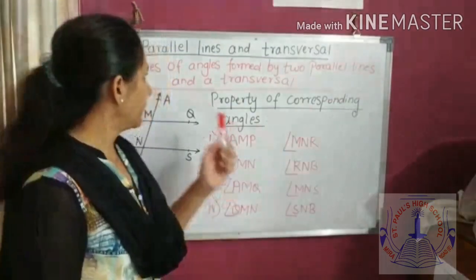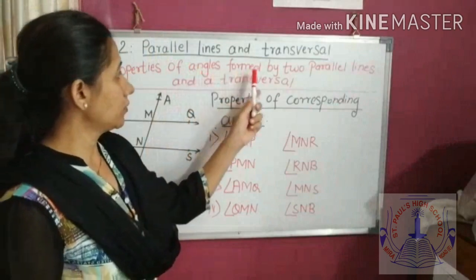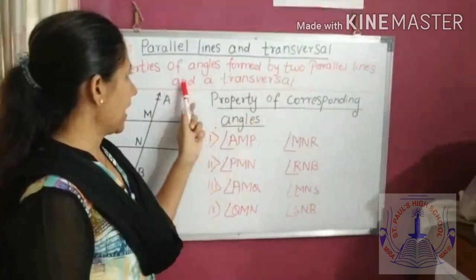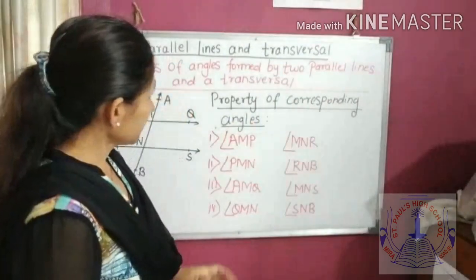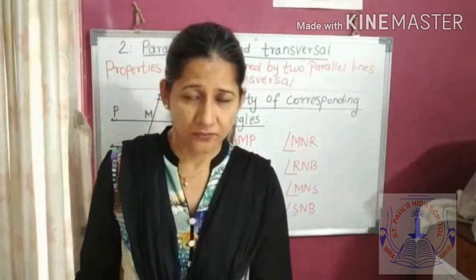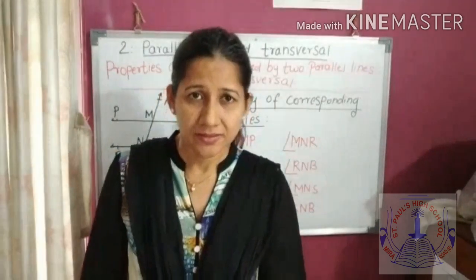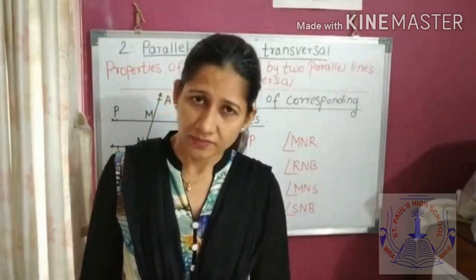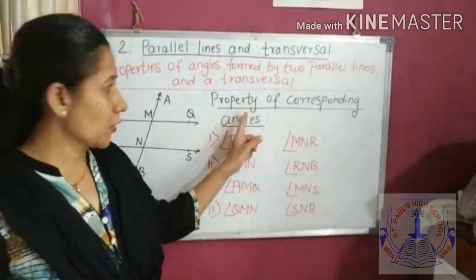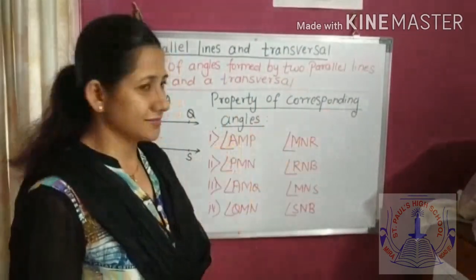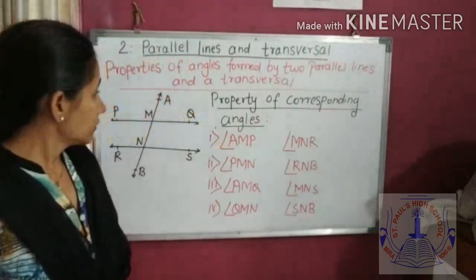Now students, the next thing, let's study the properties of angles formed by two parallel lines and a transversal. Yes, so we know there are different angles. By now we are very well versed with that. Let us study the properties of these angles. Clear? Now the very first is the property of corresponding angles.